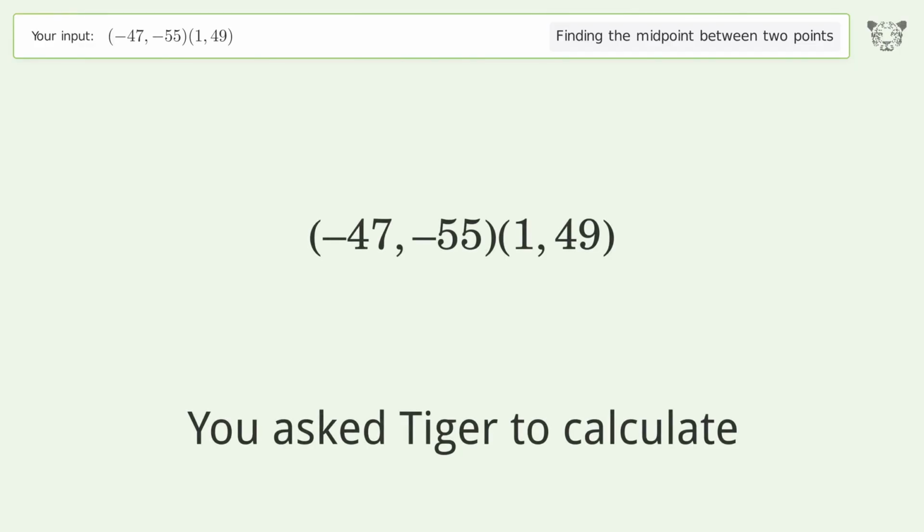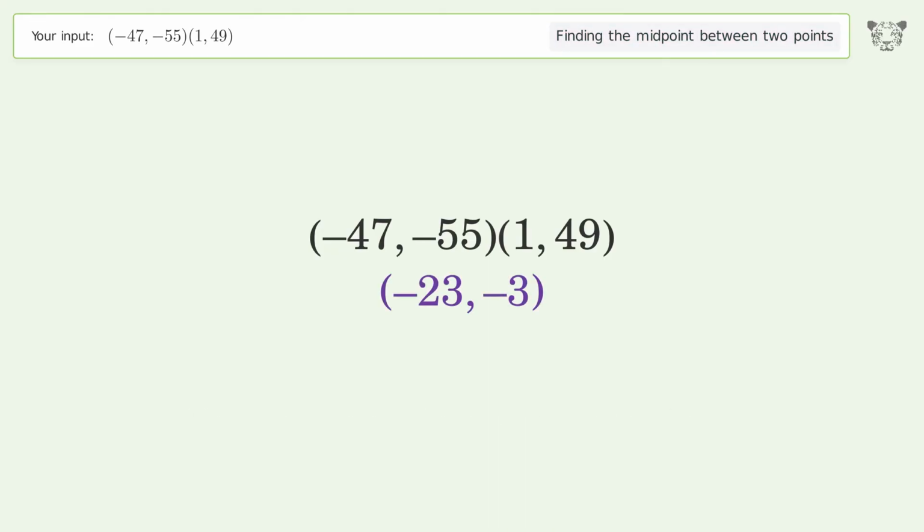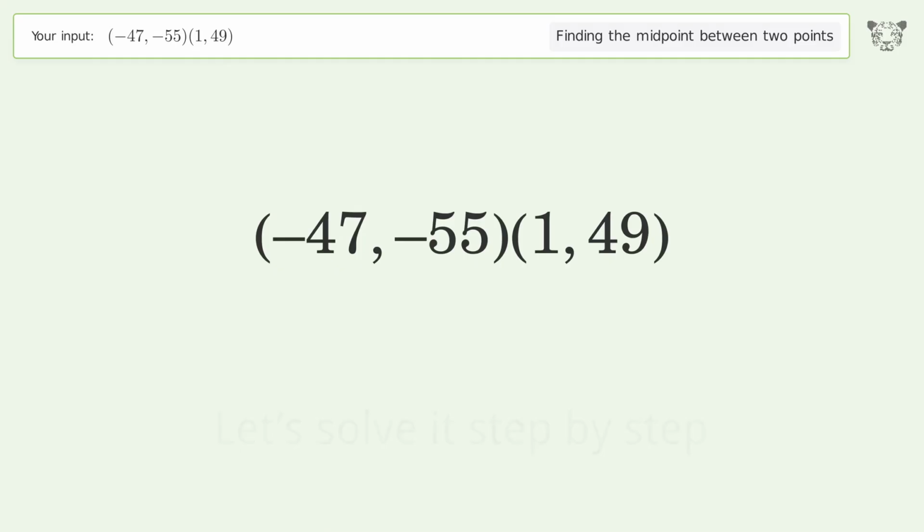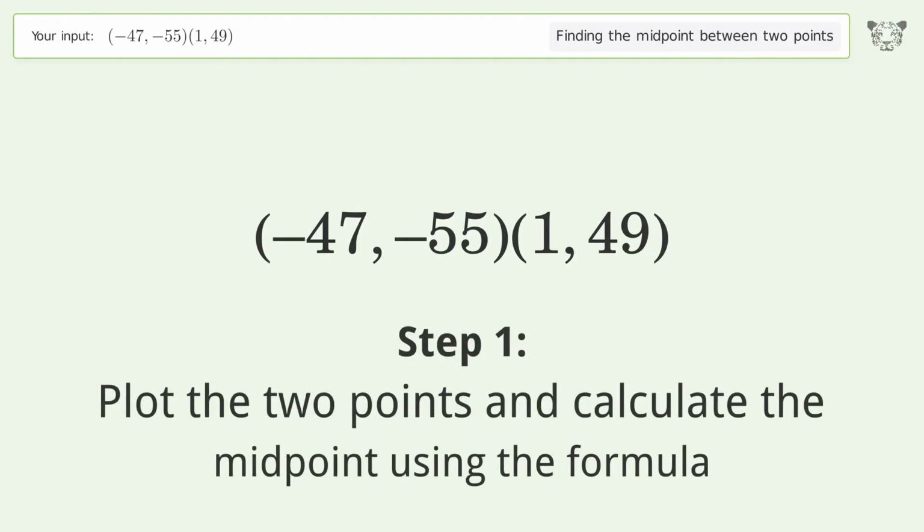You ask Tiger to calculate. This deals with finding the midpoint between 2 points. The midpoint between the 2 points is -23, -3. Let's solve it step by step. Plot the 2 points and calculate the midpoint using the formula.